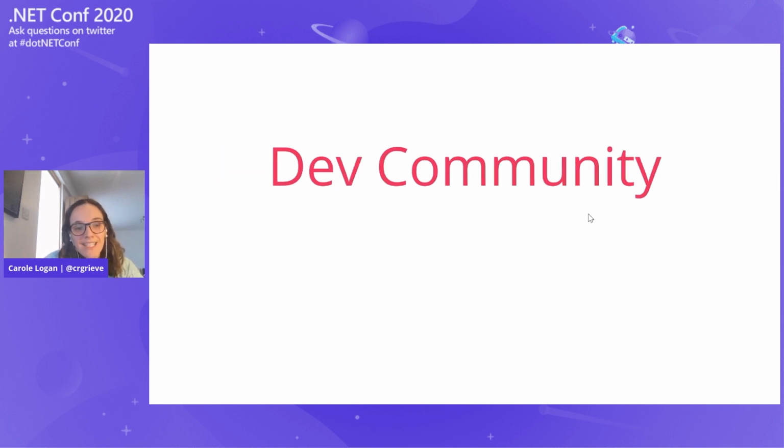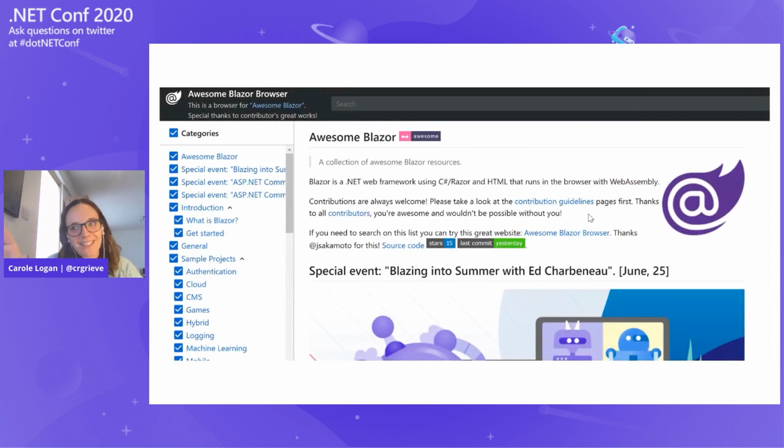The dev community, I think any new framework, I'm sure you'll agree, even if it's the best framework in the world, if there's no community around it, it's not going to survive. And one thing that I think is really awesome, no pun intended, from this example about Blazor, is that there is a really great community there, and Awesome Blazor is a really good example of that.